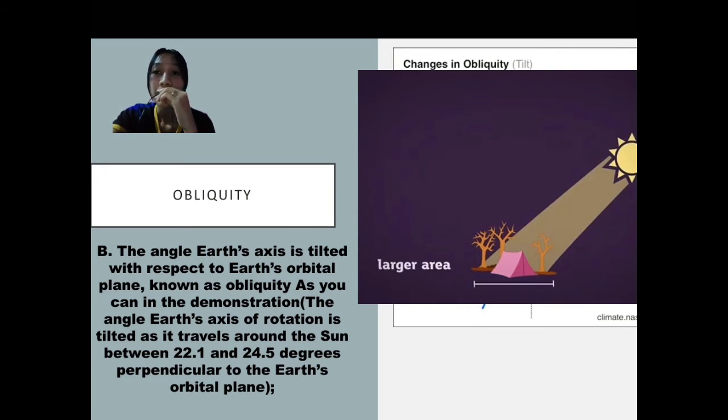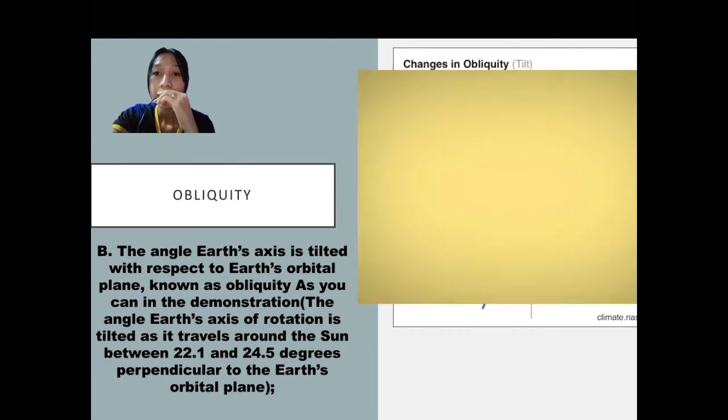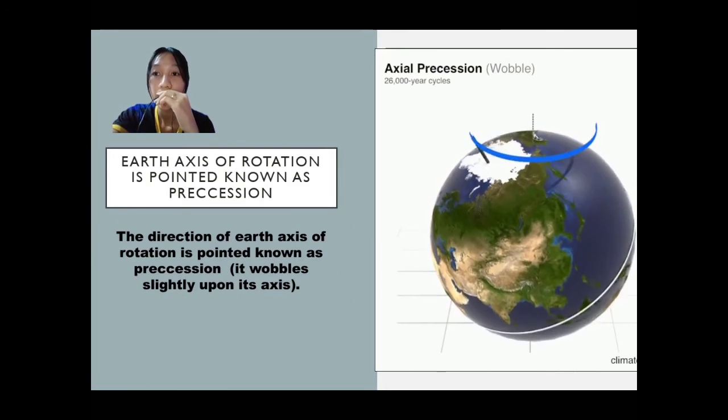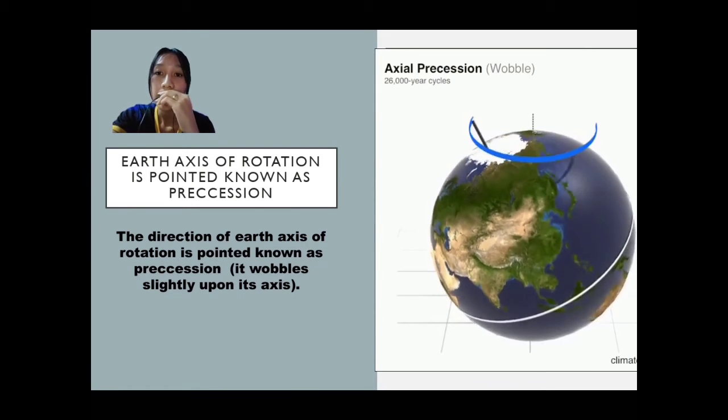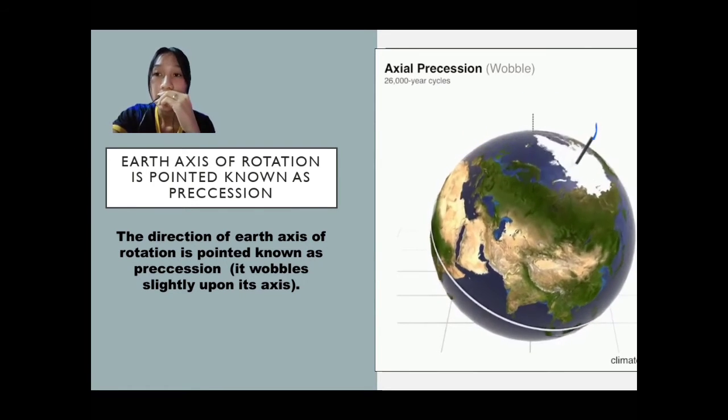These effects aren't uniform globally. As you can see, the more tilt angle, the weather may have differences. The next one is the direction Earth's axis of rotation is pointed, known as precession. It swivels slightly upon its axis.